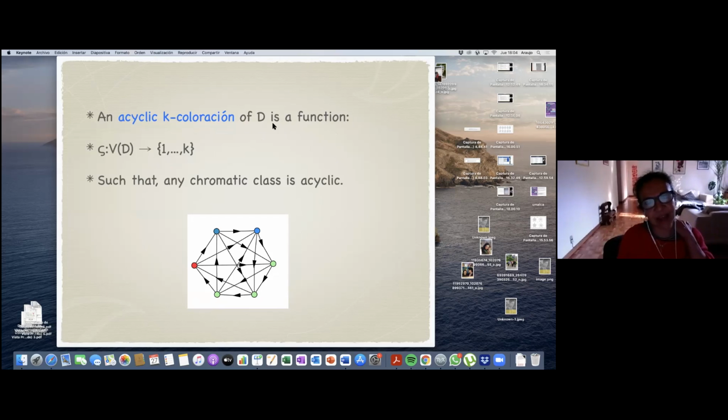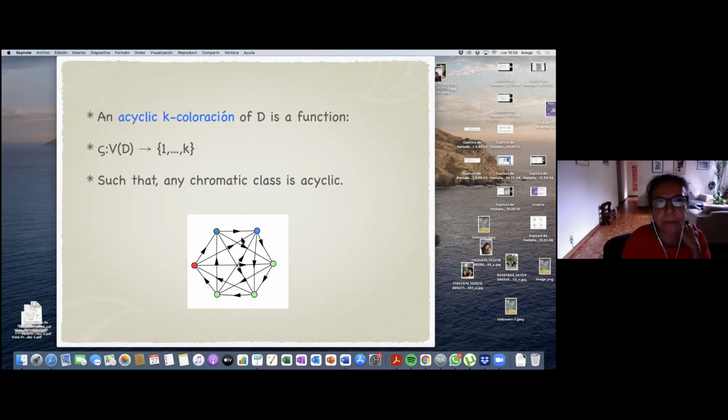We say that we have an acyclic coloring of D if we have a coloring of the vertices where any chromatic class gives a non-cyclic graph. In this case, we have this triangle, but this triangle is non-cyclic because it is a transitive tournament of size 3. And obviously it's not a cycle. Also, a single vertex is not a cycle, and this is an acyclic coloring of this graph.